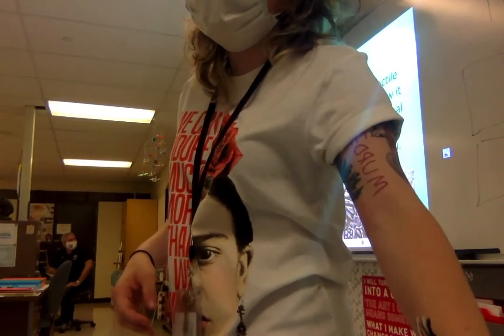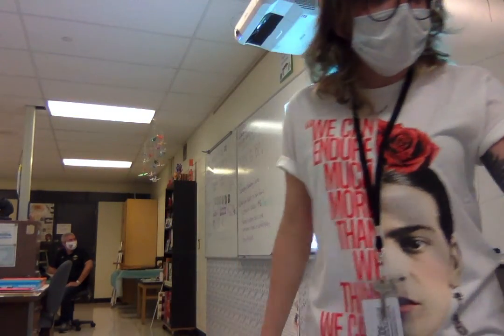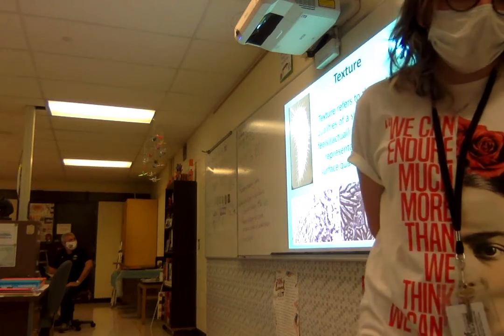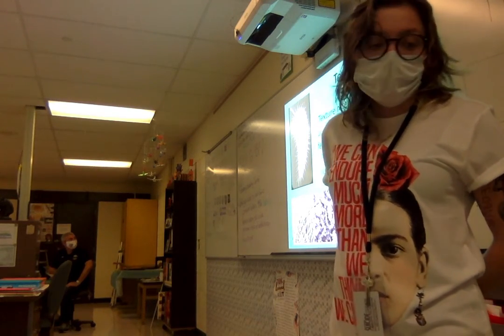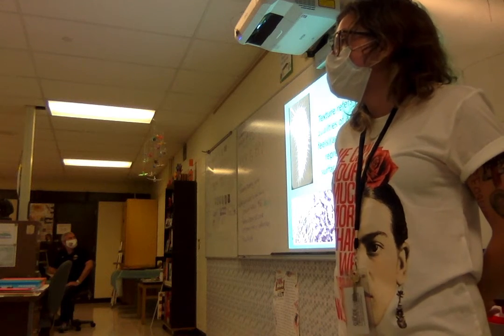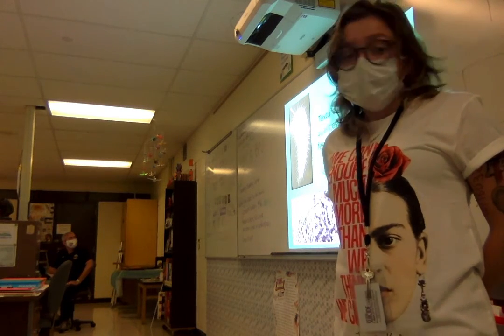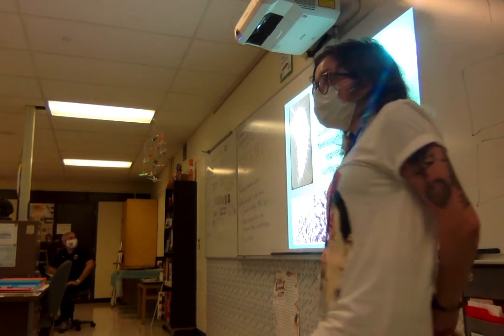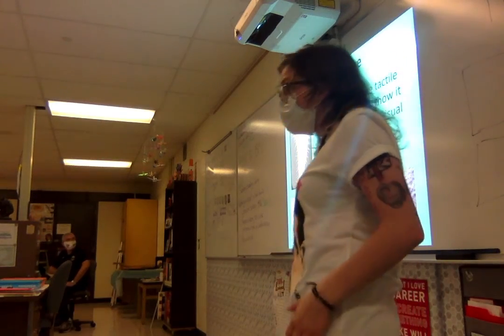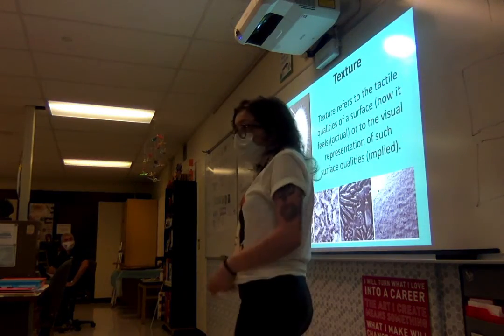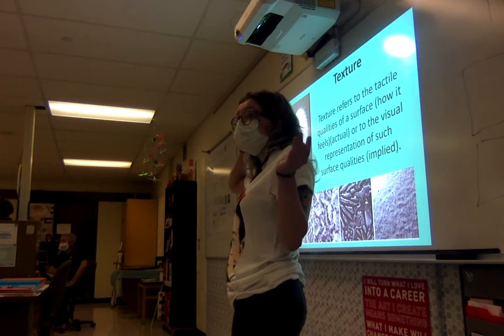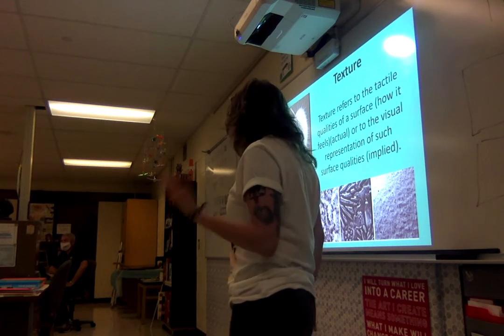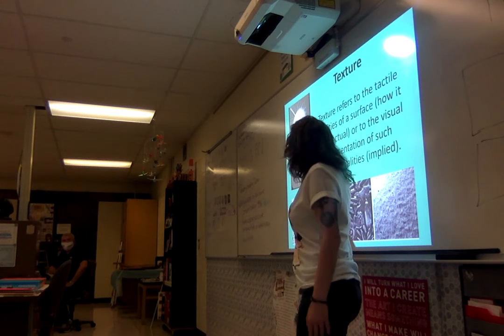And then last but not least, we have texture. So on our paper, it says texture is the surface quality that can be seen and felt. Textures can be real or implied. So a real texture is anything that you can actually feel. So that would be your shirt, your pants, your hair, the table. Everything has a texture. An implied texture would be like this feather.